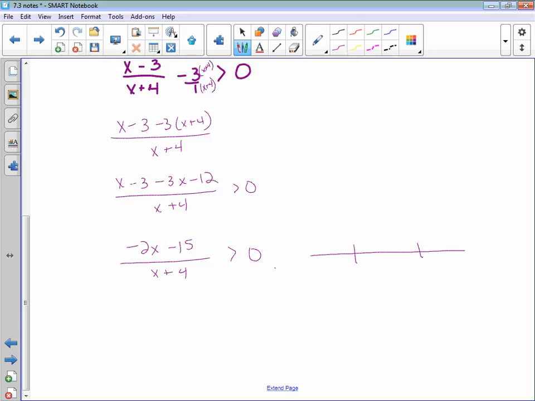Okay, so where would that be? Negative 15 over 2, right? Yeah, so negative 7.5, okay. And then what would make your denominator 0? Negative 4. So negative 2x minus 15 equals 0, so I'd add the 15 and then I'd divide by the negative 2.